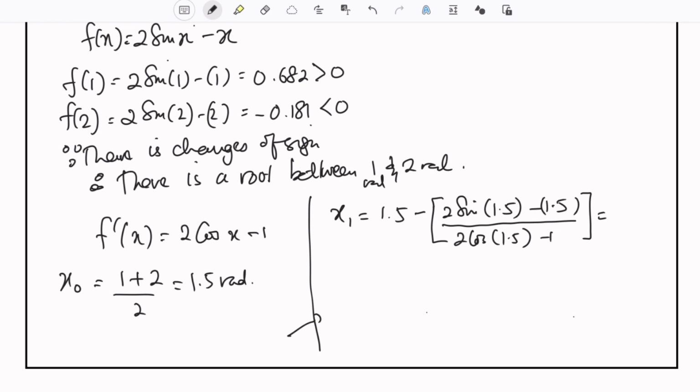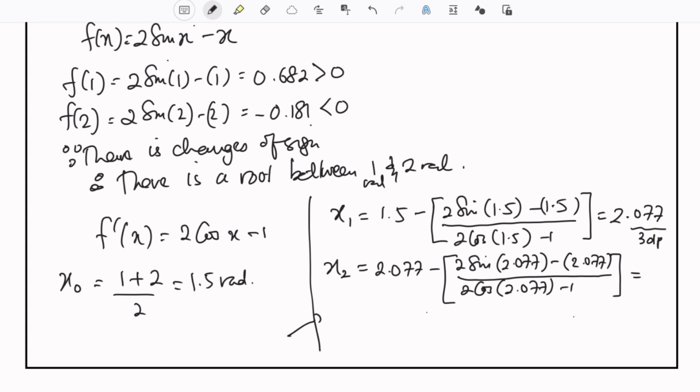Press your calculator. You get 2.077. Since the question asked for 2 decimal places, give the value in the workings to 3 decimal places, must be 1 extra decimal place. Continue with x2. So x2 we will have 1.911. Continue with x3. So 1.911, substitute again.